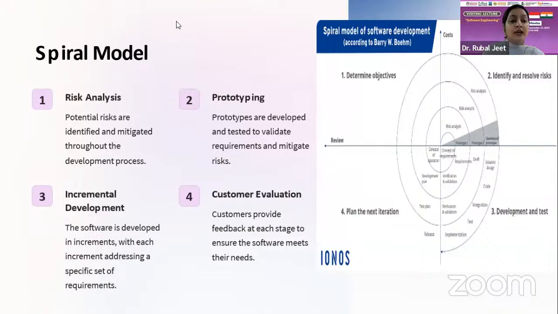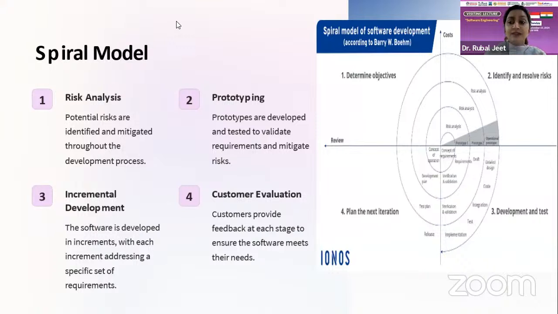Then you have the spiral model. The spiral model is basically about risk analysis. Risk analysis means potential risks are identified and mitigated throughout the development process. So for a large number of projects, you are dealing with the spiral model. Then the prototype model is developed with tested and validated requirements.